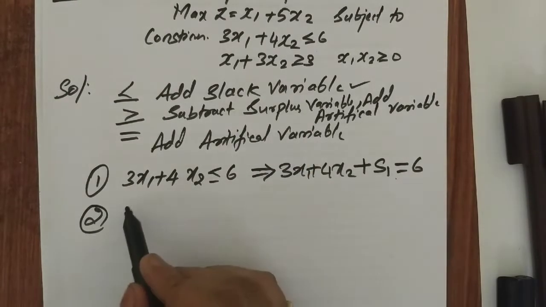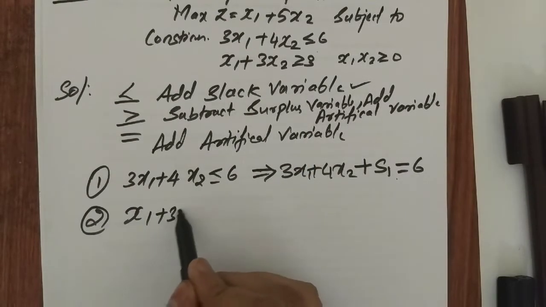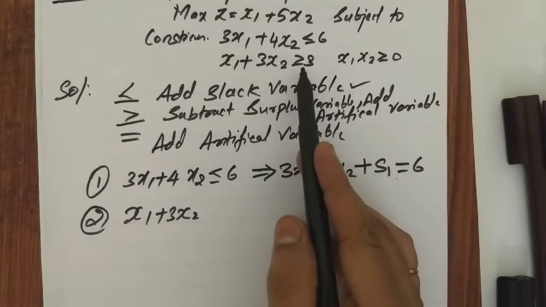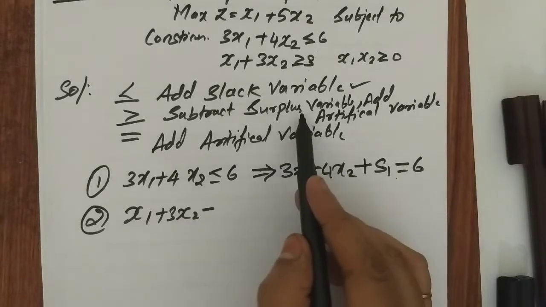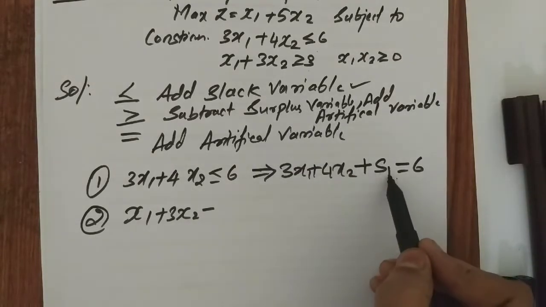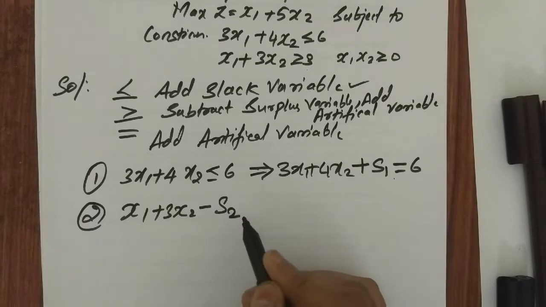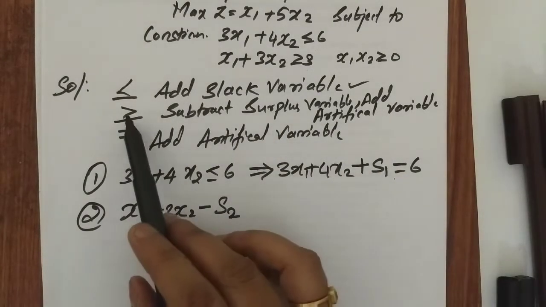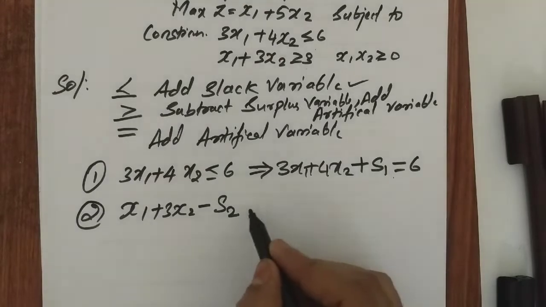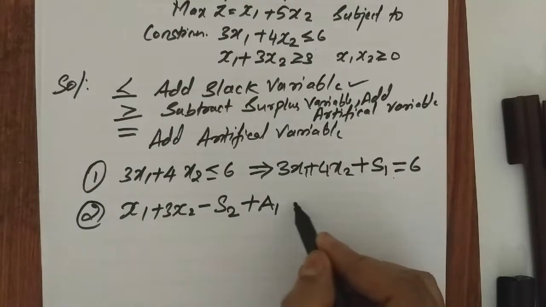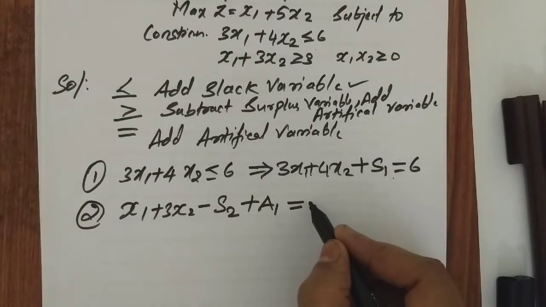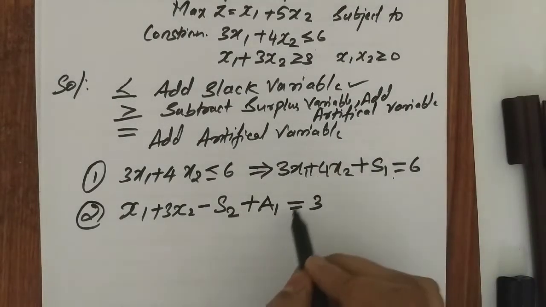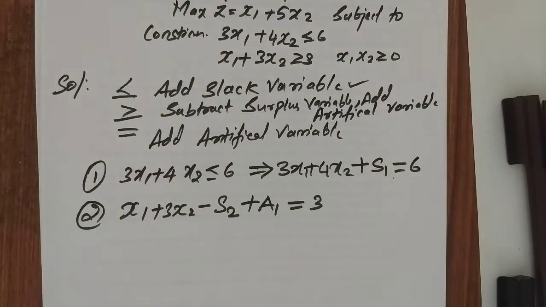Next, the second constraint, x1 + 3x2 ≥ 3. When it is greater than or equal to, subtract a surplus variable. Already S1 is taken, so let me take S2 as the surplus. Whenever it is greater than or equal to, please add an artificial variable also. Let us denote A1 as the artificial variable. The inequality is converted to equality form, so it is equal to 3. These are the two constraints now in standard form.